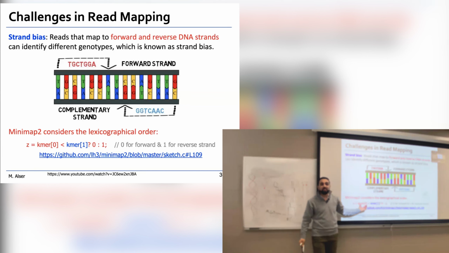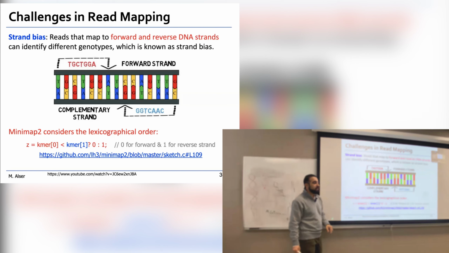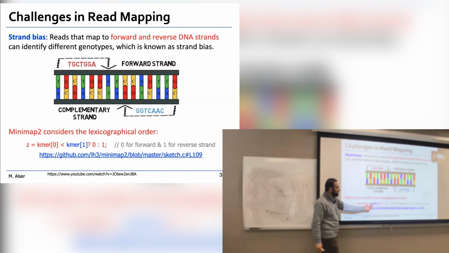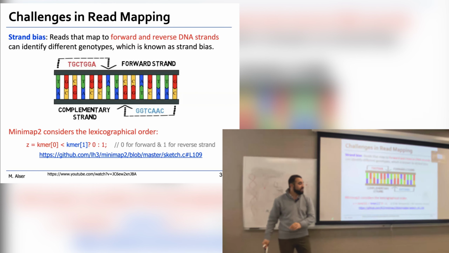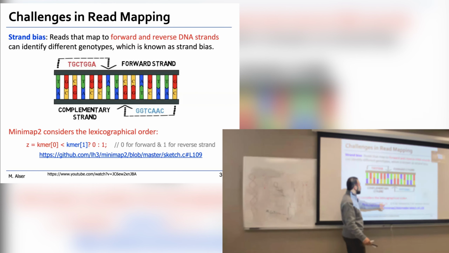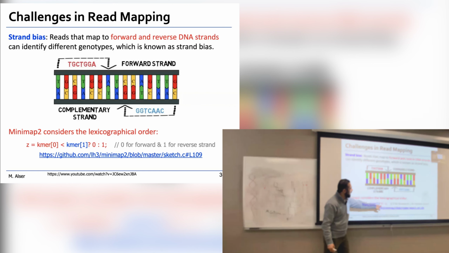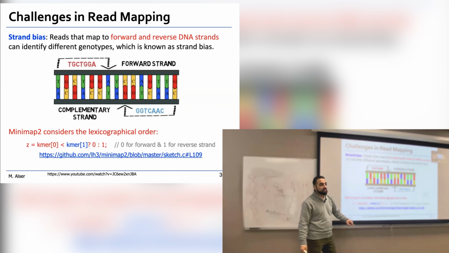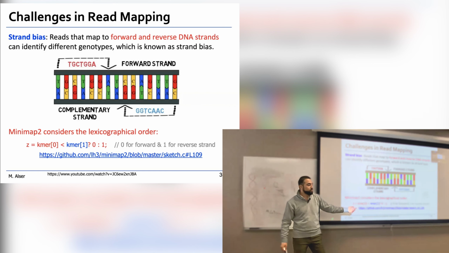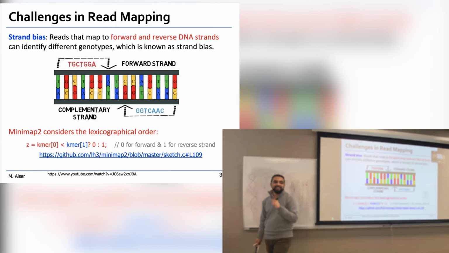Which one is the minimum? So that is k-mer 0 and this is k-mer 1, okay? This one is from the forward strand, the other one from the reverse complement. Based on this, I'm going to choose one of them. Z will be either 0 or 1: 0 if this is satisfied, meaning this is minimum. If this is not satisfied, it will be 1. And based on that, I'm going to choose one of them to be stored in the index.